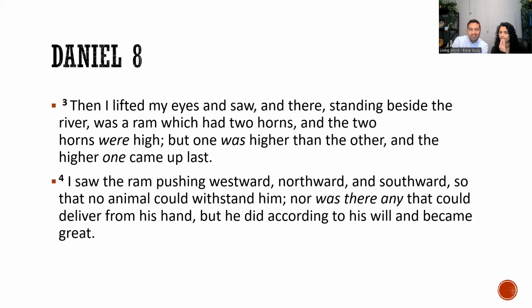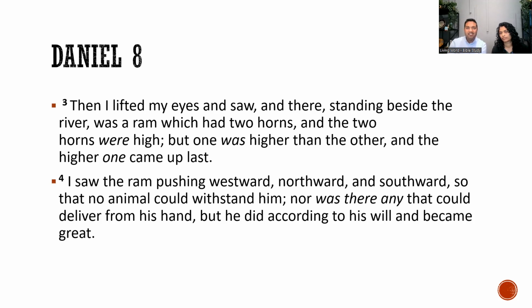So when Bible scholars are trying to understand chapter 7, if they look at chapter 8, they get more context, right? The kingdoms they conquered, one was towards the west, one towards the north, and the other towards the south, so that no animal could withstand him, nor was there any that could deliver from his hand. But he did according to his will, and he became great. Basically, there was no army that could resist the Medo-Persian Empire. This ram with 2 horns represents the Medo-Persian Empire.